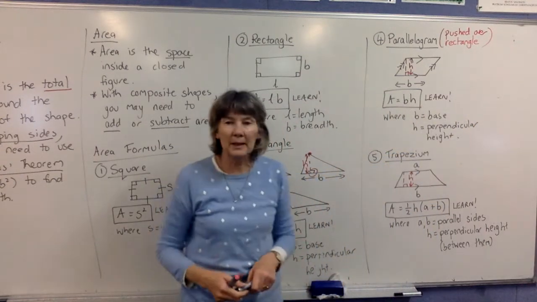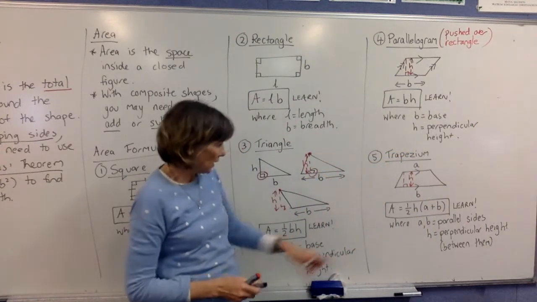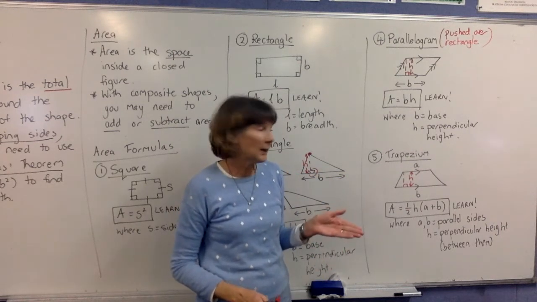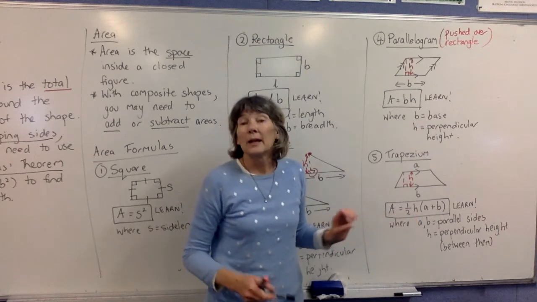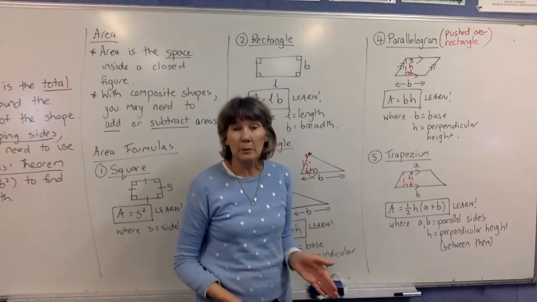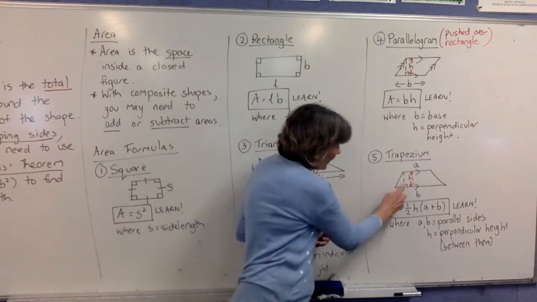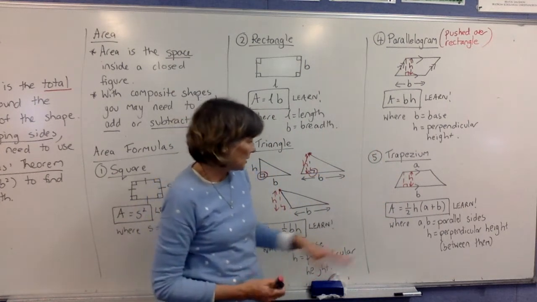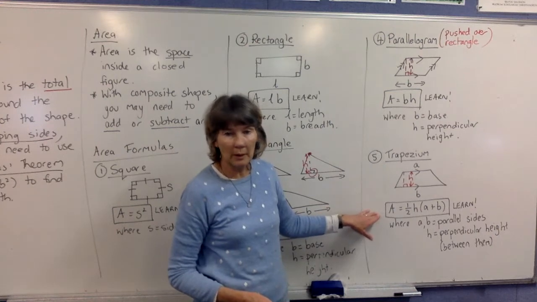All right, now the trapezium has one pair of parallel sides. There they are. A and B are the parallel side lengths. H is the perpendicular height between those parallel sides. So look for the right angle, and that's your perpendicular height.